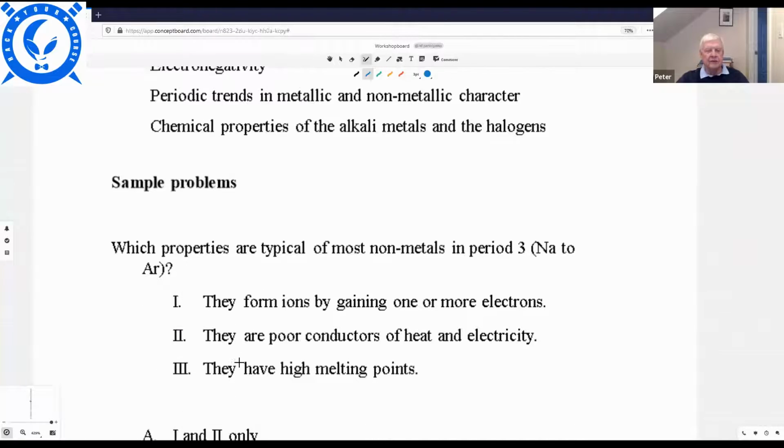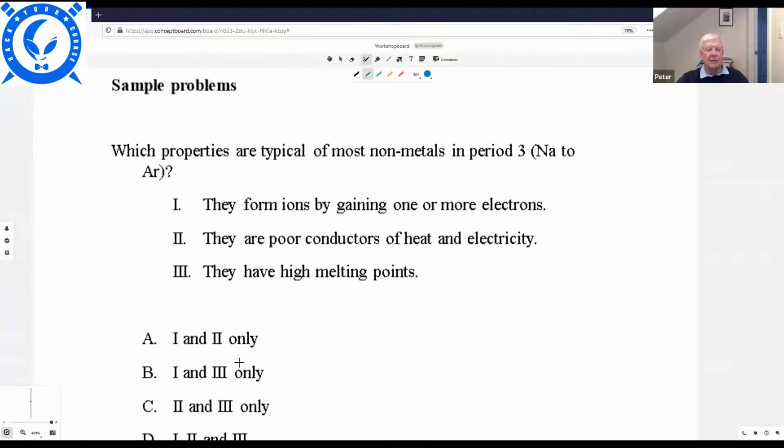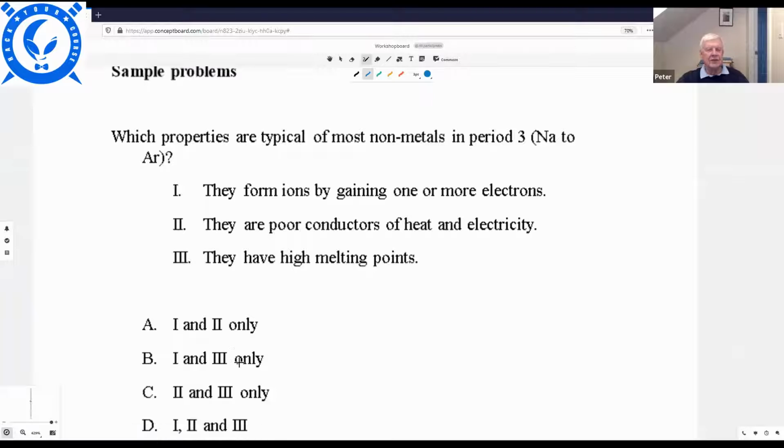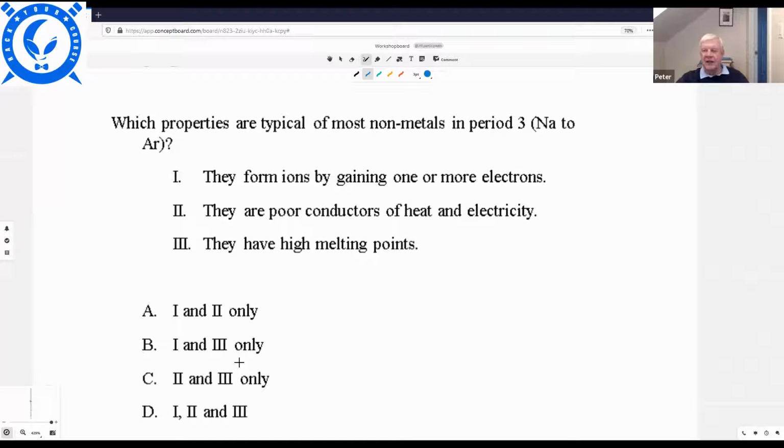So here we have the first sample problem concerning the properties of the elements. Note, this question is asking specifically about non-metals. It's not asking for the trend all the way across from sodium to argon. It's specifically asking what are typical properties of the non-metals in that period.